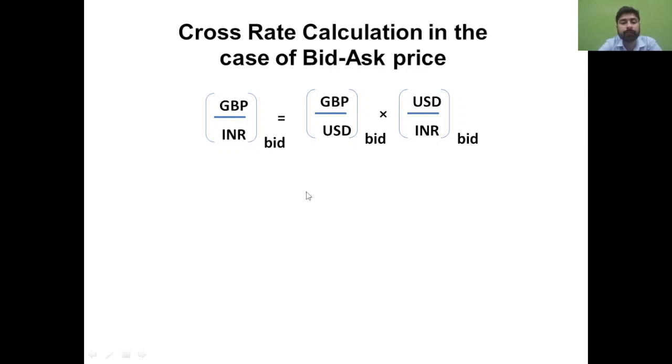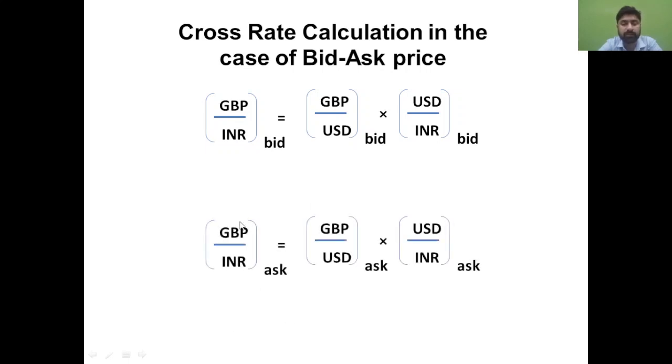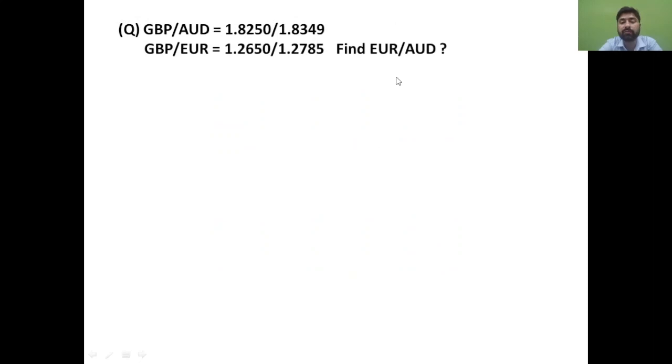Okay, and now a similar formula is there for the ask price also. So you need to use this particular formula. Okay, so we will solve an example again to calculate the cross rate in the case of bid and ask price, so that the concept will get clearer. So this is the information which is given in the question.